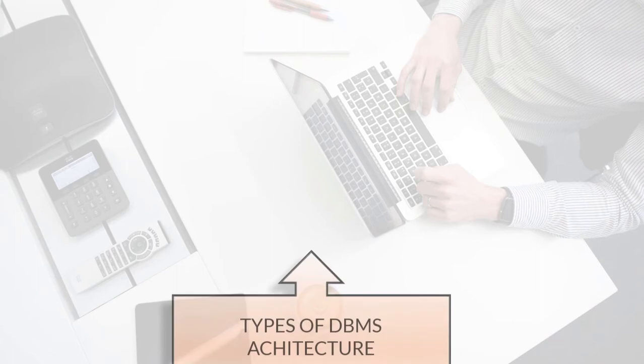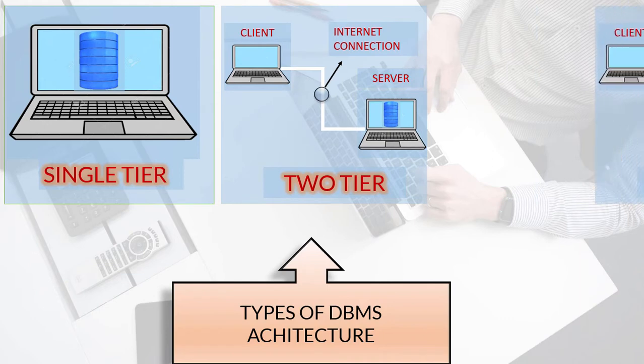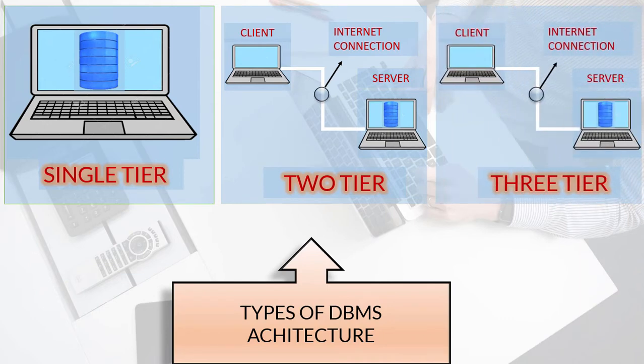So basically there are 3 types of architectures. First one, single tier, 2 tier and 3 tier architecture. In this one, you can see 2 tier and 3 tier architecture look same. But there is one difference. You can check it while watching the whole video. Let us see one by one.